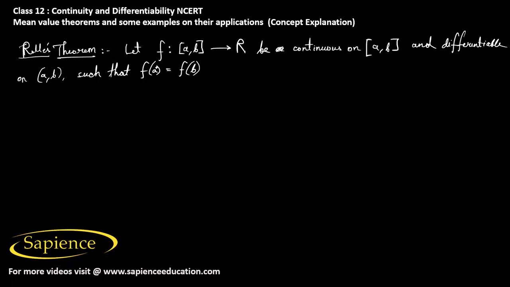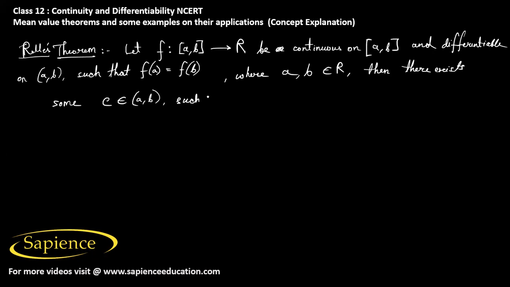That means at x equal to a and at x equal to b, the value of the function is the same, where a and b are real numbers, a comma b belongs to R. Then there exists some c which belongs to the open interval a to b, such that f dash c is equal to 0.